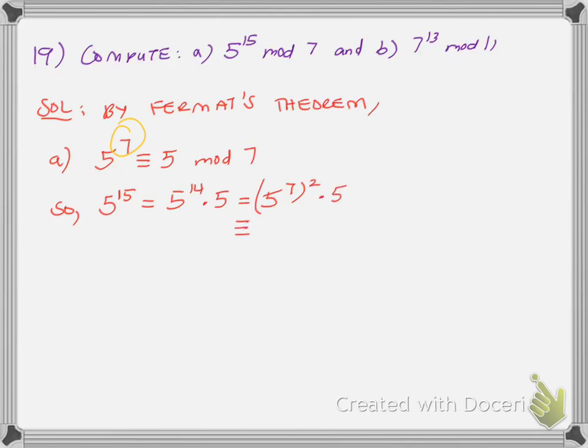This is congruent to 5 squared times 5, which is equal to 25 times 5. Now if you want, you could just do 125, or if you want to simplify that 25 in mod 7, you can say that's congruent to 4 times 5, right, in mod 7, because 25 is congruent to 4 mod 7. And then that equals 20, which is congruent to 6 mod 7. And so our answer is 6 mod 7.